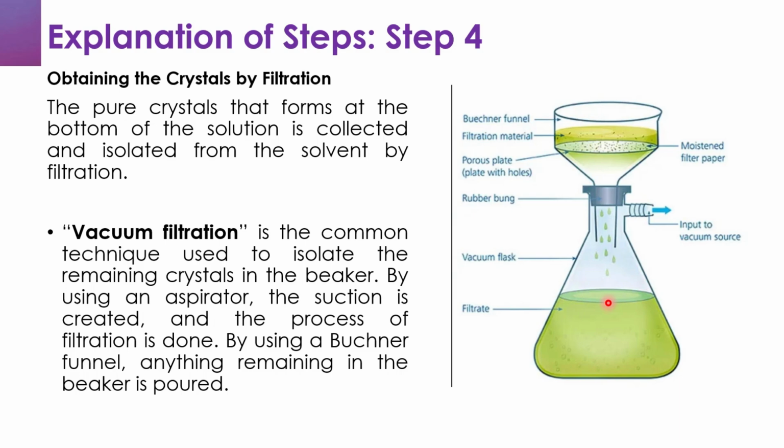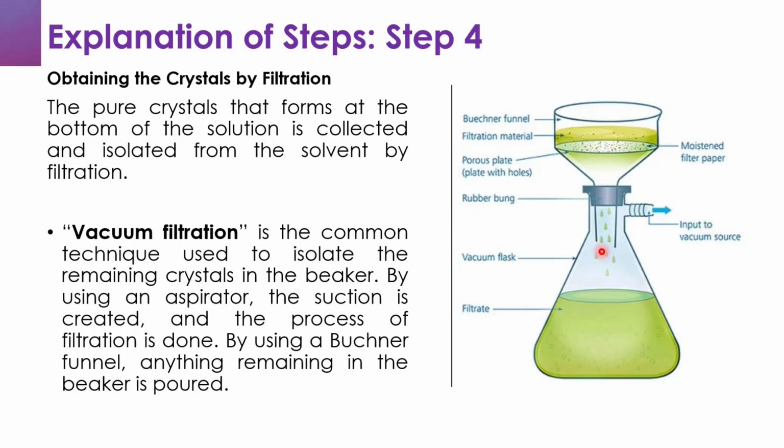So let's look at the vacuum filtration. The vacuum filtration is the common technique used to isolate the remaining crystals in the beaker. By using an aspirator or a vacuum pump, a vacuum is created and the process of filtration is done. And by using a Buchner funnel, anything remaining in the beaker is poured.